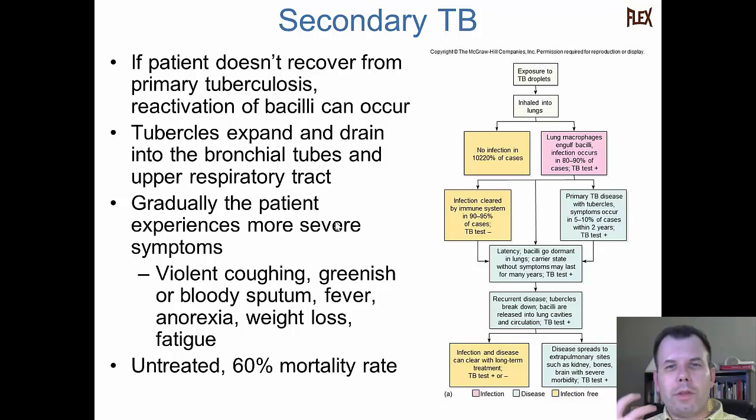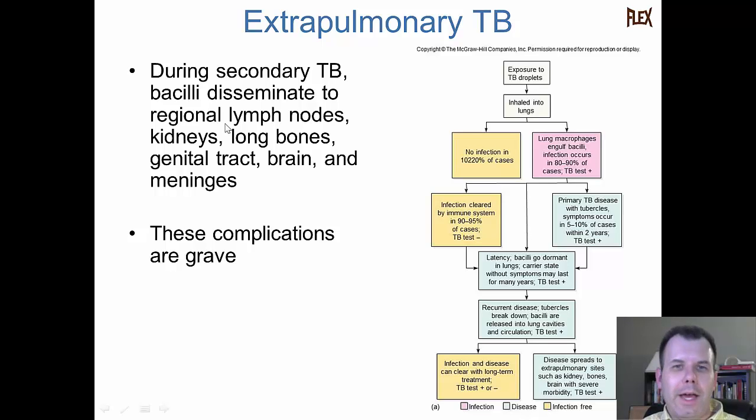Now, sometimes this secondary can actually break out of the lungs, get into the bloodstream, and go to other parts of the body. And if that's the case, then you're talking about very severe extrapulmonary tuberculosis, which is, again, that disseminated. And so during secondary TB, these guys can leave and go into the lymph nodes, kidneys, long bones, genital tract, brain, and meninges. And when this happens, especially if it goes to the brain and meninges, you don't have a very high chance of surviving. The mortality rate is about 90 to 95% in these cases, and it's probably going to be very difficult to treat and get rid of.